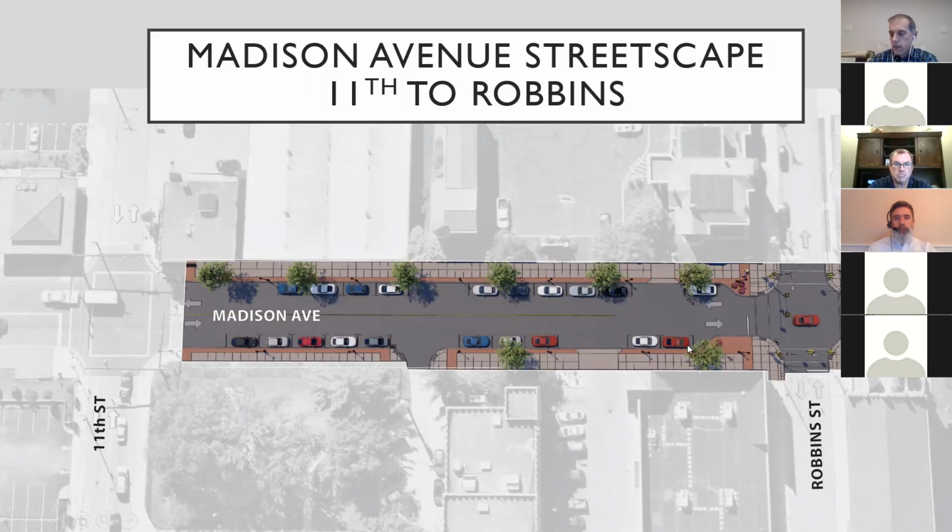Moving into an enlarged plan view of the corridor, we're starting to the south at 11th Street and working our way to the north. As you can tell, we are implementing proposed curb extensions at the intersection with Madison and Robbins Street. These will be hardscaped with pavers and street furnishings. We also are taking down the span wires and existing traffic signal poles and replacing them with mast arm signal poles.